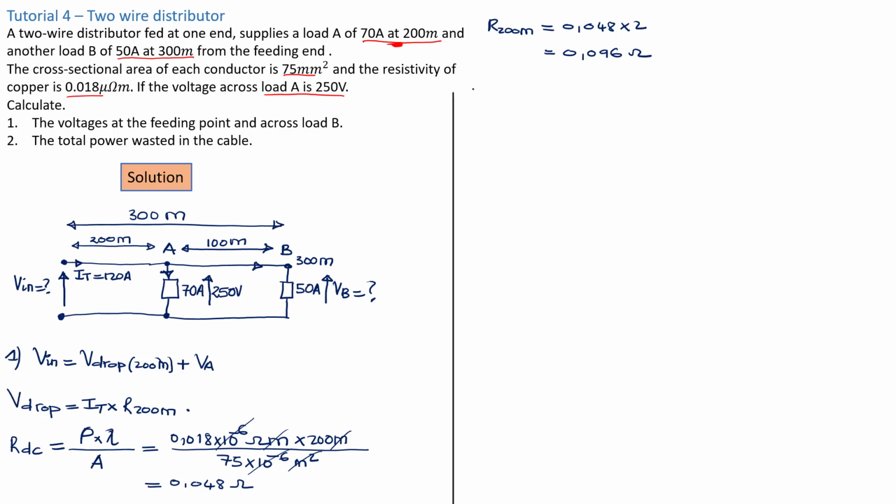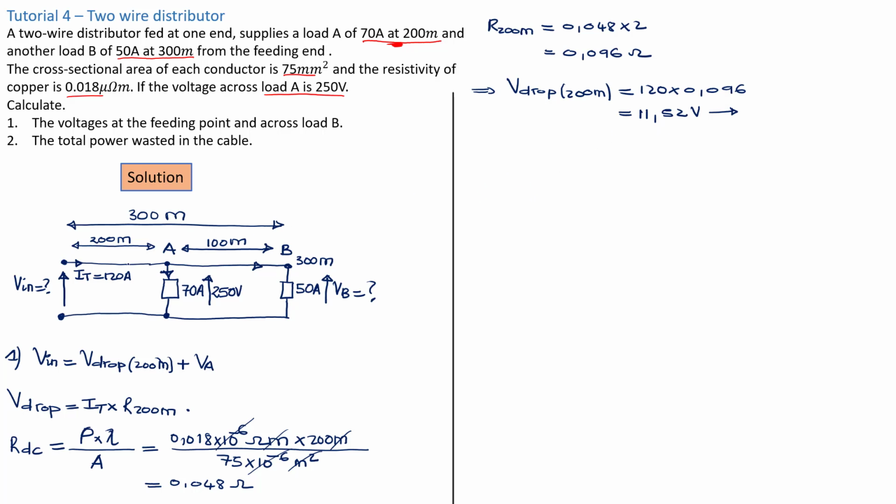Okay, now that we've got the R 200 meters, we can go ahead and calculate the voltage drop on that section. So V drop on the 200 meters cable is going to be the current, 120, times 0,096. And that is equal to 11.52 volt. So this is the voltage drop across the section of the cable.